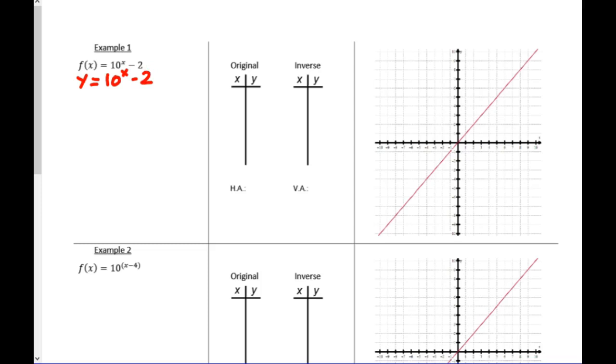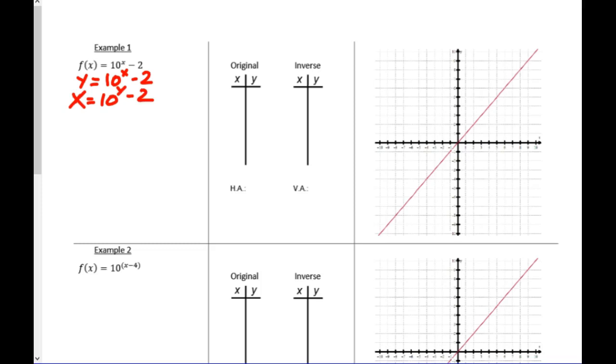And then, what do I do with x and y? I switch the order, right? So x and y switch places, right? So now it's going to be x equals 10 to the y minus 2.